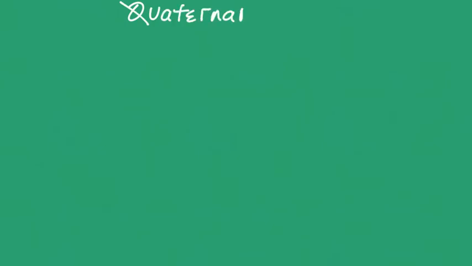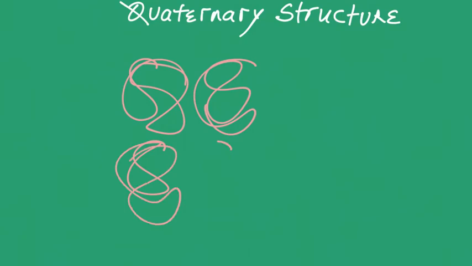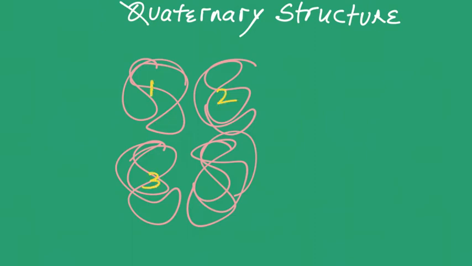So far, we have looked at primary, secondary, and tertiary structures. Now we'll look at the quaternary structure, which is basically two or more polypeptide chains connected to each other by weak bonds. So here we have 4 polypeptide chains, and these are connected by H bonds and R interactions.